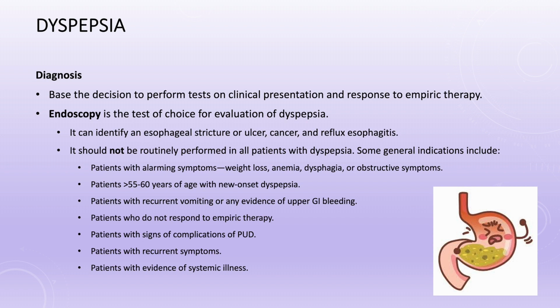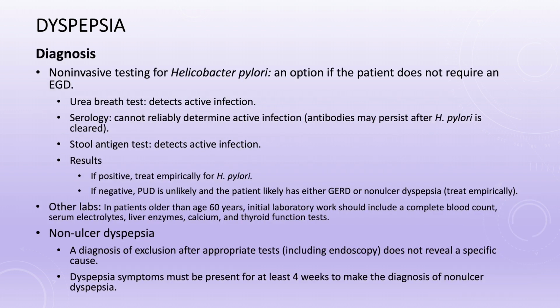Also, patients with signs or complications of peptic ulcer disease or history of peptic ulcer disease, patients with recurrent symptoms, so they keep coming back despite what you're doing, and then, of course, any evidence of systemic illness, you should definitely look into dyspepsia more aggressively.